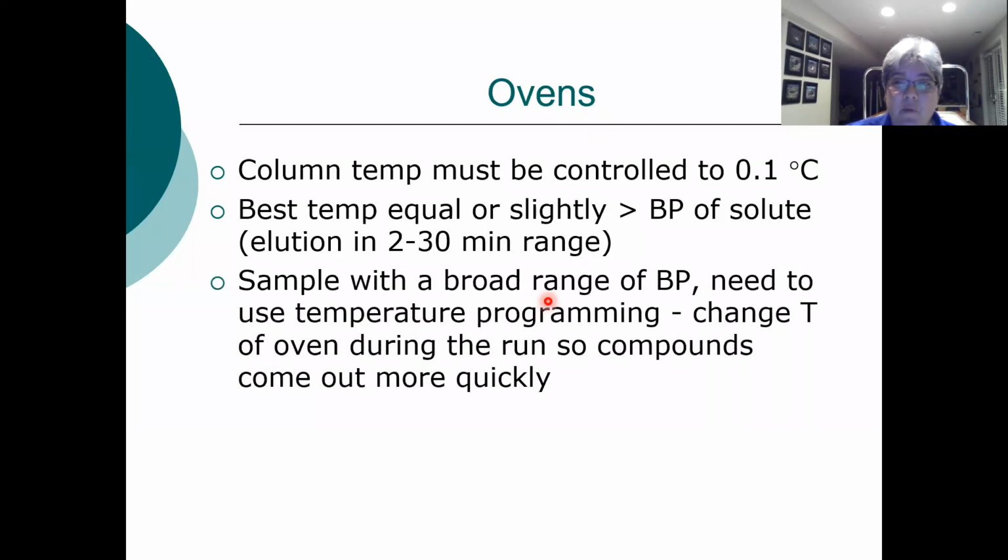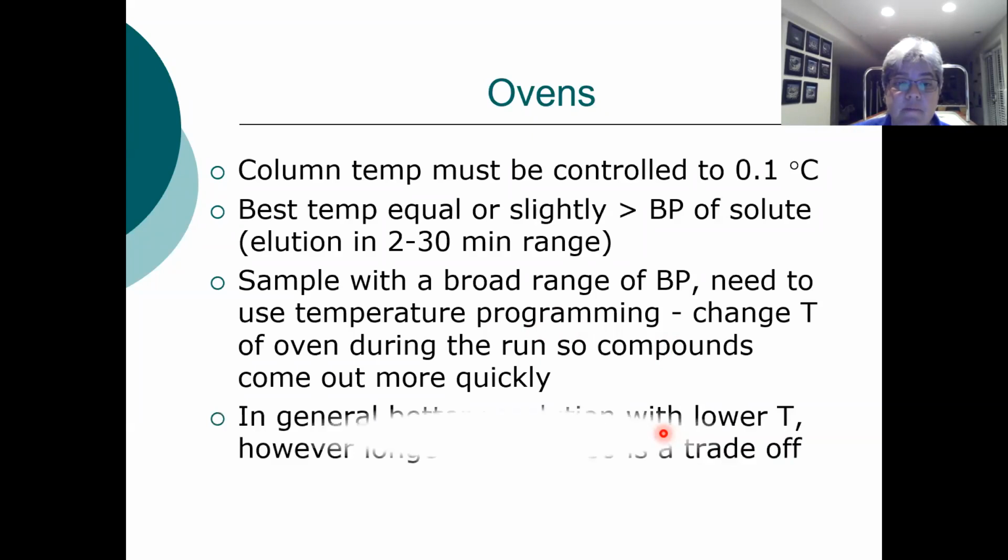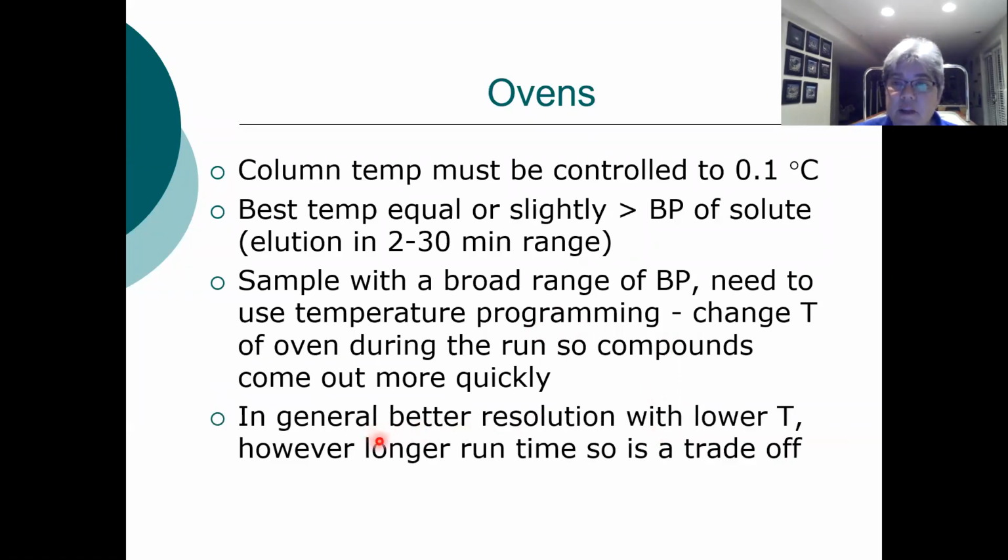Now, if you have a sample that contains lots of different boiling points, then you're going to need to use temperature programming. Remember, this is where we change the temperature during the experiment so that we get everything out more quickly. Now, remember, in general, if we have a lower temperature, we're going to have a better resolution. Lower temperature means things come out slower, so more time on the column, better separation. But we'll also have a longer retention time.